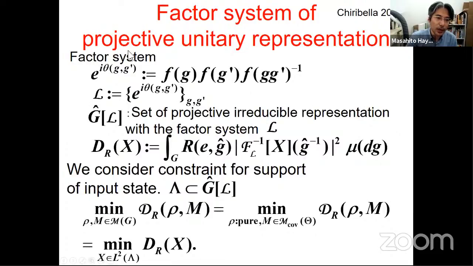So once one fixes this factor system, we can define the set of irreducible projective representations. This somehow depends on the factor system. Depending on the factor system, we can similarly define the inverse of the Fourier transform, and we have the same characterization. We need this characterization.